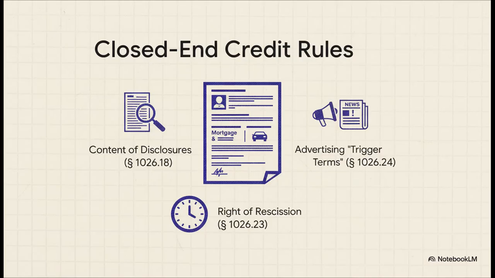With closed-end credit, the focus shifts to that big, upfront, one-time transaction. The disclosures have to be crystal clear about the loan amount, the finance charge, and the total amount of payments over the entire life of the loan. A similar right of rescission also applies to certain loans secured by a principal home, like a refinance. And advertisers, listen up. You have to be mindful of trigger terms. If you advertise a really low monthly payment, you are also required to disclose other key terms, like the APR.